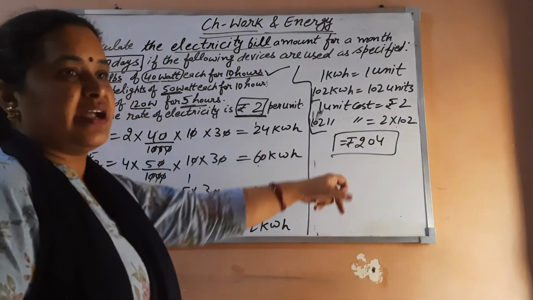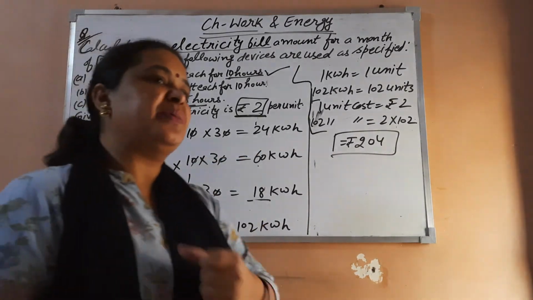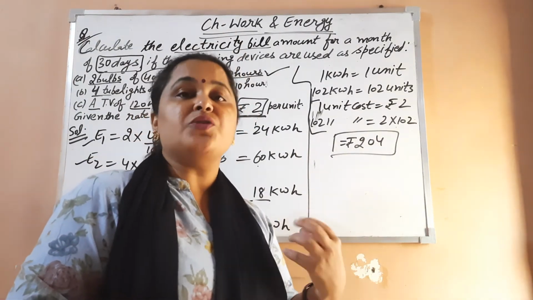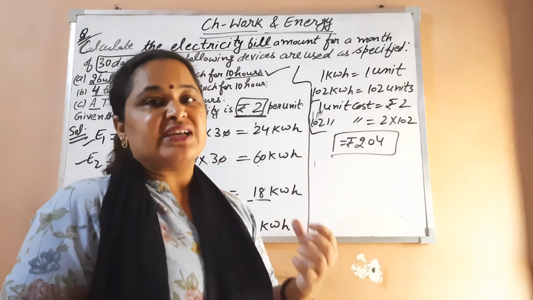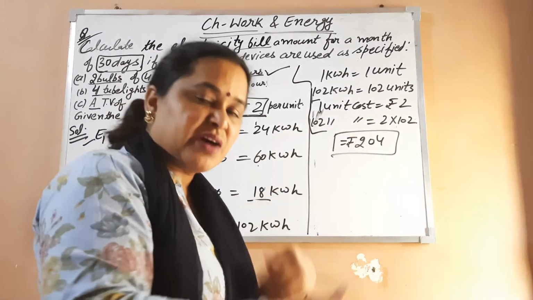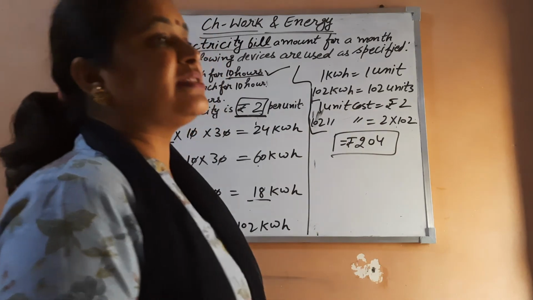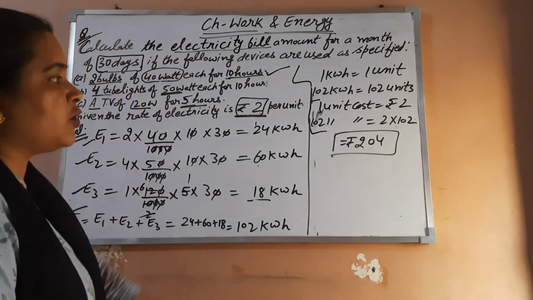You can see this on your electricity bills also, where the word unit is written. Unit word means the commercial unit of energy. What does it mean? It is the electrical energy coming to our home. We pay for this electrical energy, and it is always in kilowatt hour.